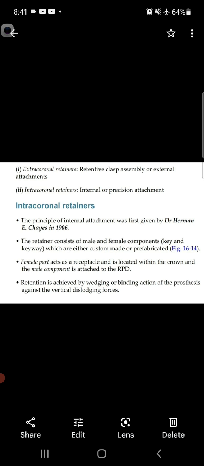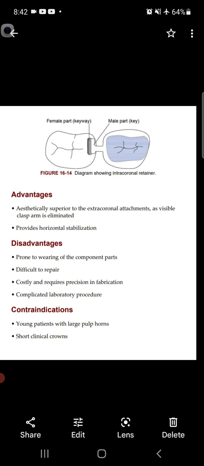Now come to the extracoronal. Extracoronal retainer, retentive clasp assembly, or external attachment. Remember, extracoronal retainer consists of clasp assembly, also known as extracoronal retainer or clasp assembly, also known as external attachment. Like intracoronal retainer is also known as internal or precision attachment, extracoronal retainer is also known as external attachment or retentive clasp assembly.